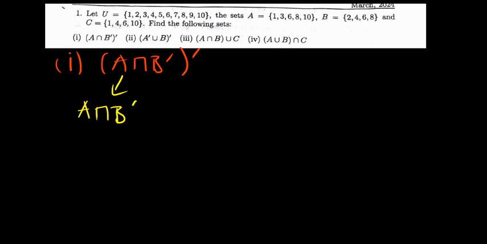So if I look at the first one, we are asked to find A intersection B complement and then the complement of it. Certain things that you need to know: every time you're given brackets, please ensure that you start with what is in the brackets before you handle what's outside. So in the brackets, we can see that we have A intersection B complement. Let's try to find A intersection B complement. We're trying to find the intersection between set A and B complement.